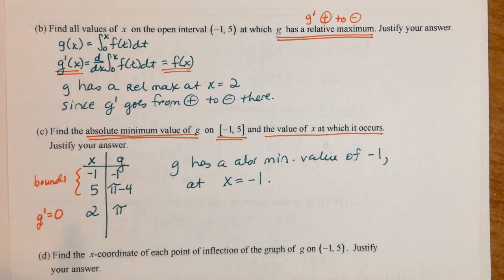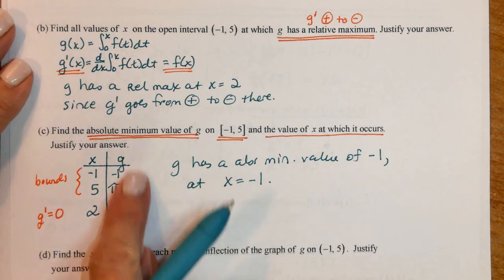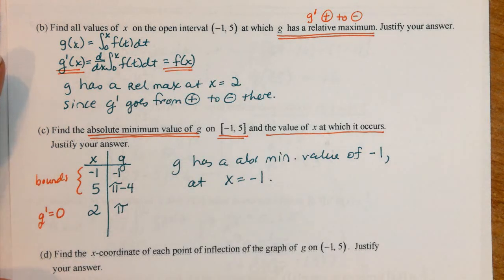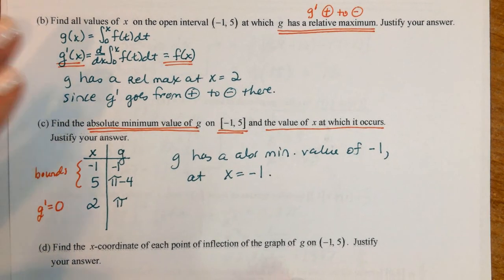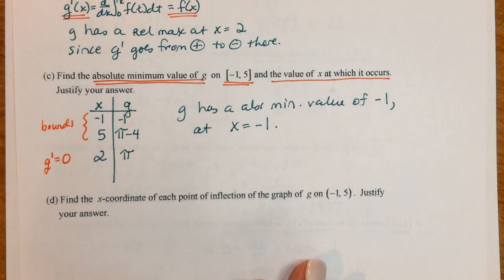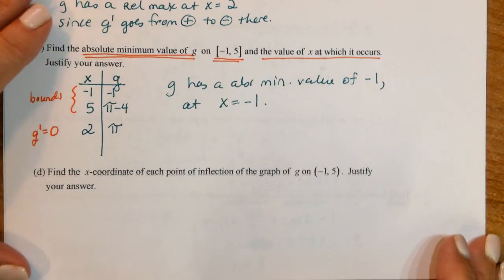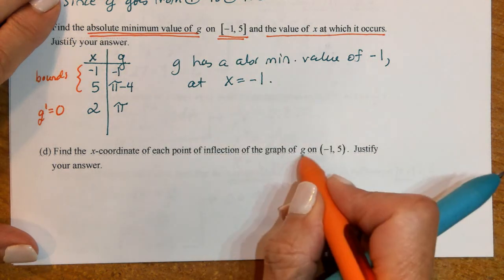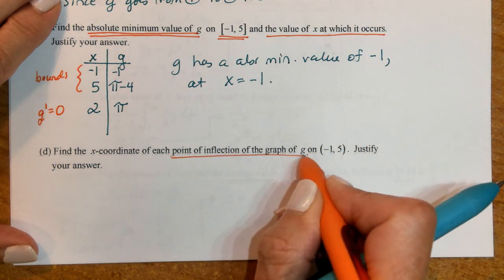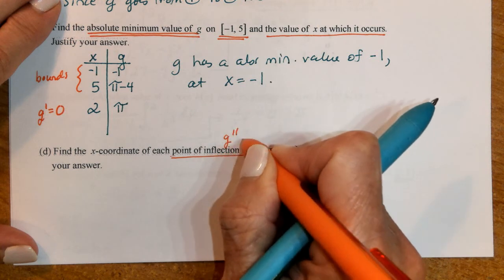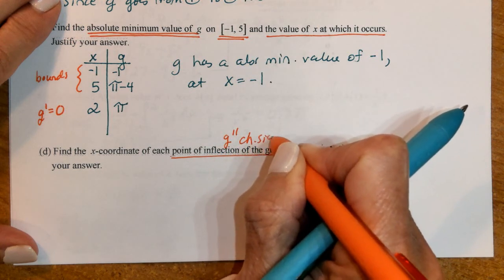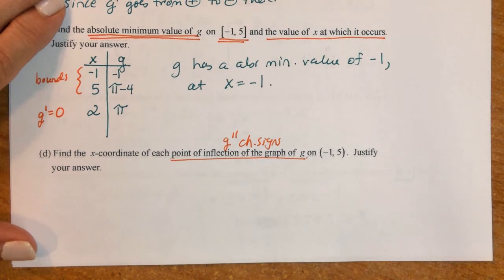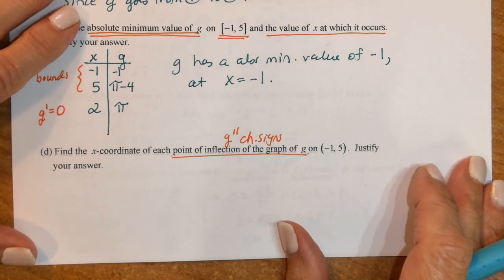Okay? So again, we're using these G values found previously in the problem. If we had not found those values, we would have had to go and find those. Okay? Part D, find the x-coordinate of each point of inflection of G. Remember, that's where G double prime changes signs. Justify your answer. So we need for G double prime to change signs.